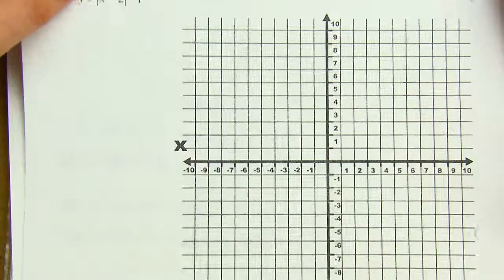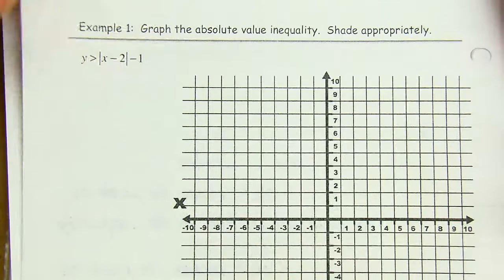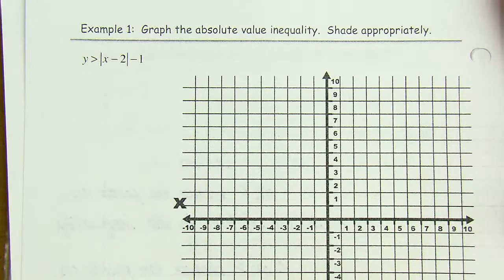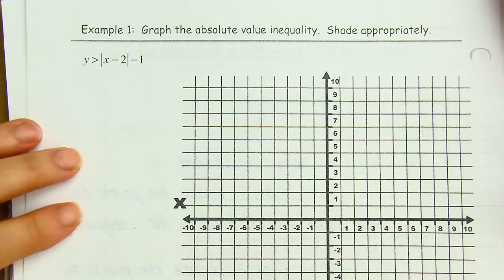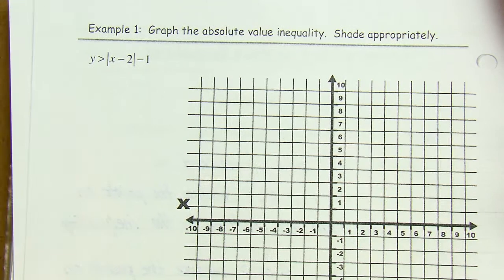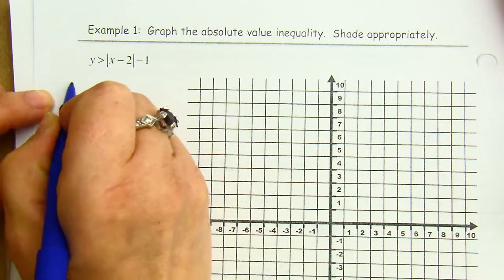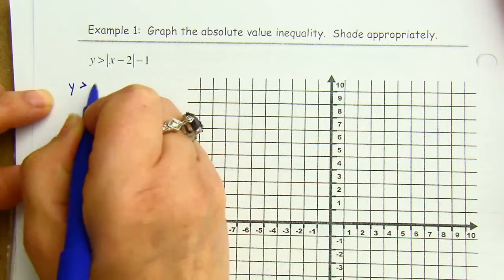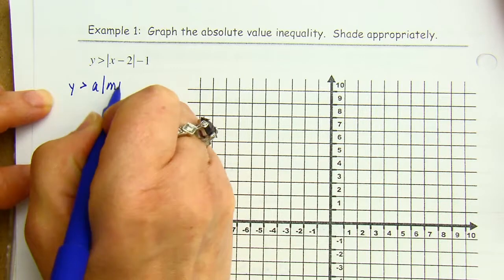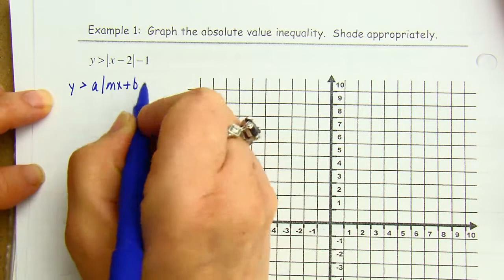All right, side 2 of this note sheet. We are given y is greater than the absolute value of x minus 2, minus 1. Graph the absolute value inequality, and shade appropriately. We are already in y equals form, so it already is taking on that form. So we're going to say y is greater than a times the absolute value of mx plus b, plus c.